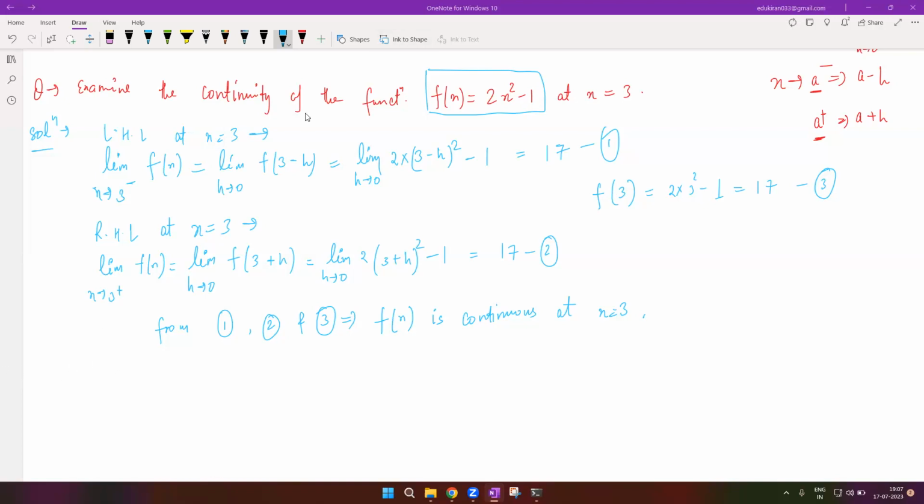Now, after this, I would like to tell you one more rule. See, if the function is polynomial, then it is always continuous. You don't need to even check. This is a theorem for you. So you can check in this example, we have used f(x) as 2x square minus 1, which is a quadratic polynomial, right? So if f(x) is a polynomial, then it will be continuous over all the real numbers.